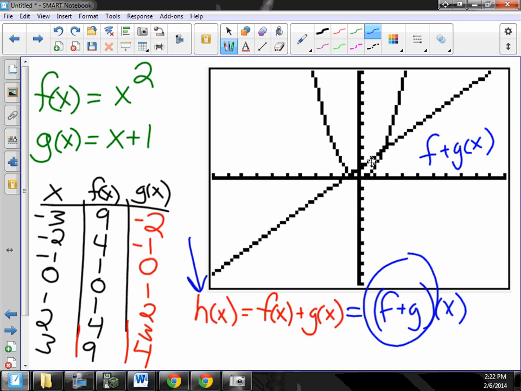So there are kind of two ways to write this. This is the instruction saying add f and g together. This is the same instruction, but that's usually the way we write it. It's the function f plus g of x. Is that okay? Make no sense? Sadie, you lost?